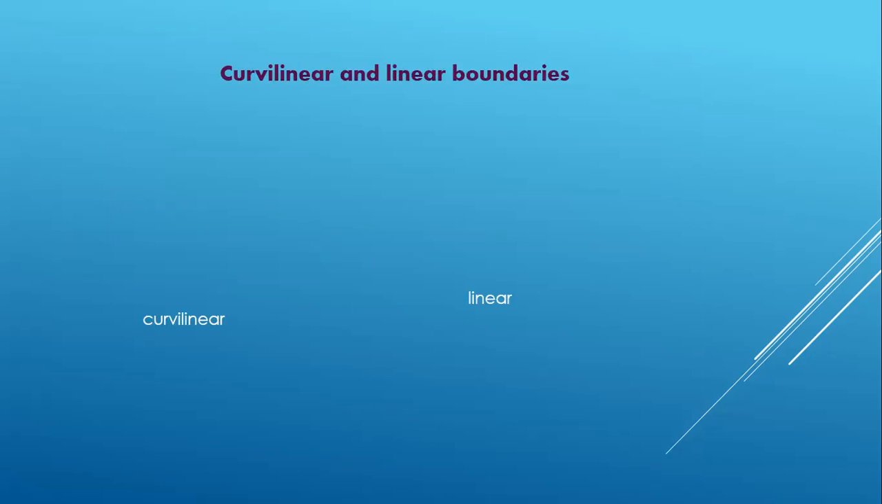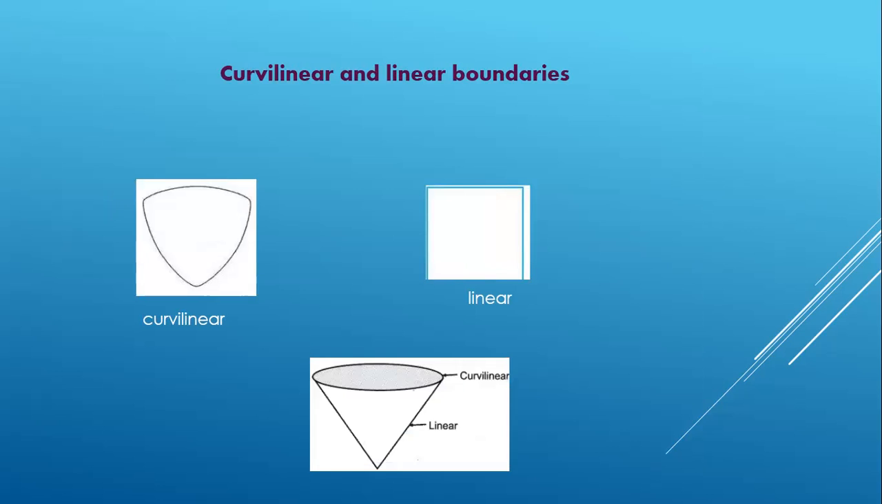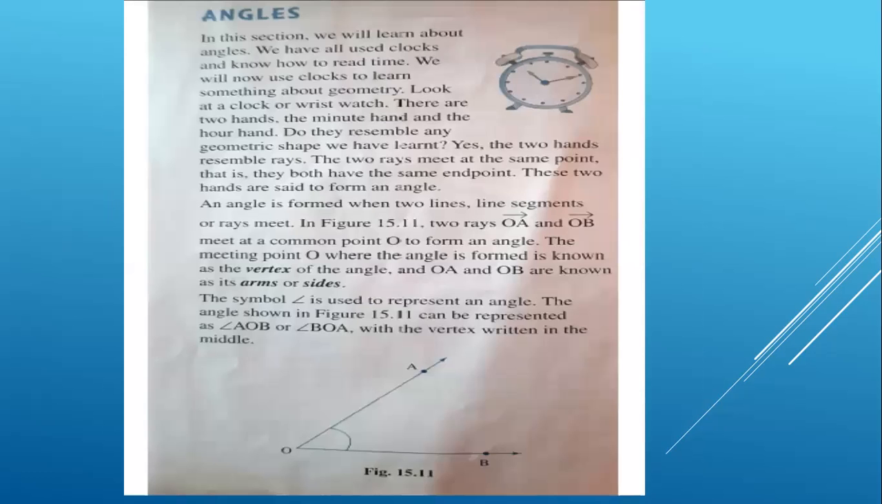Then next is curvilinear and linear boundaries. Here you can see linear boundaries means it has straight lines, and curvilinear means it has curves. So in a cone, there is curvilinear and also linear.